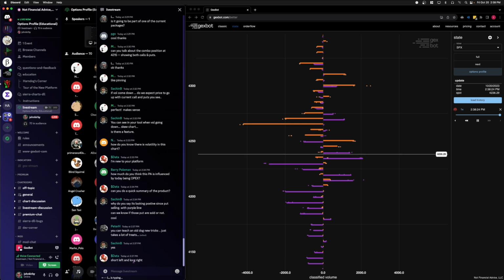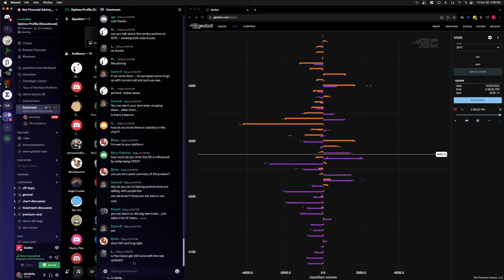Also, just looking at ES right now, footprint, it looks like there's not a ton of liquidity. I don't really know what's going on, but it's kind of no man's land out there. Yeah, Classic X is still naive. That's the point of the upgraded platform, I guess.